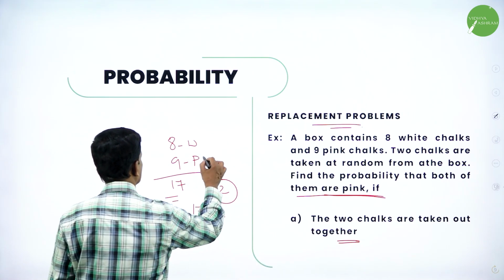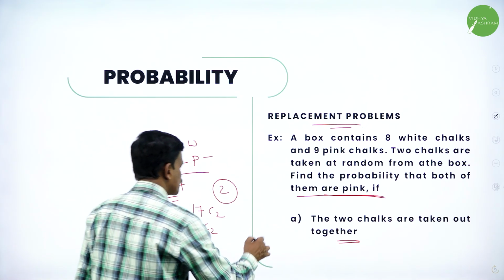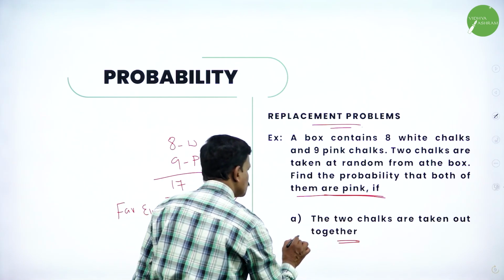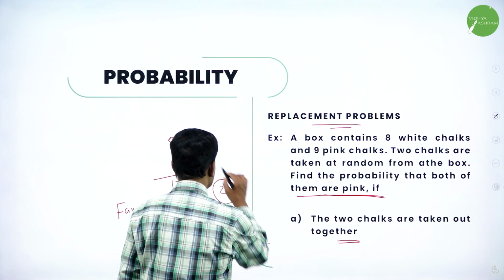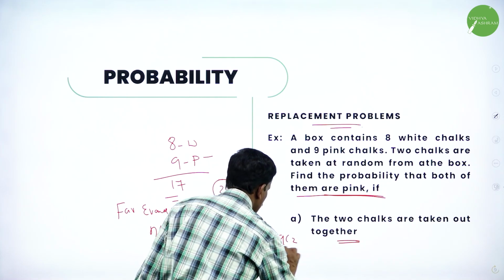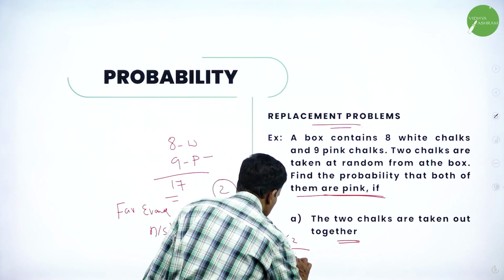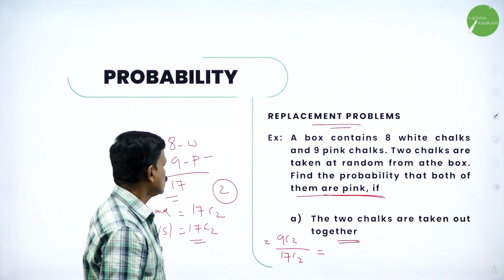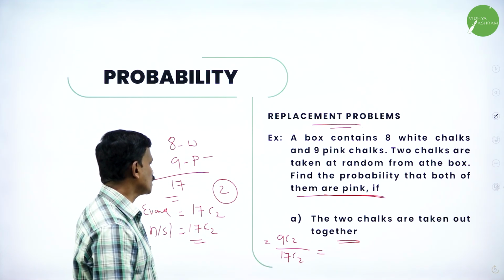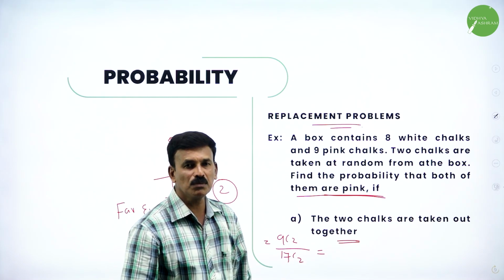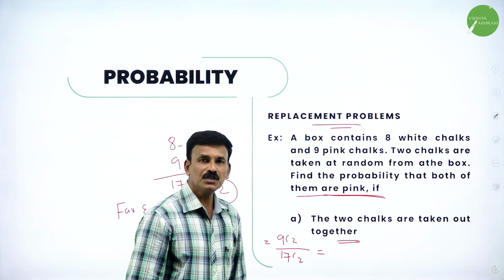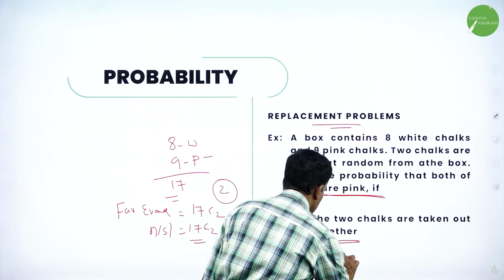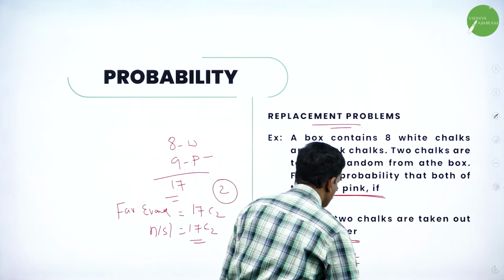How many pink are there? 9. So therefore, the probability that both chalks taken out together are pink is 9C2 divided by 17C2. Now simplify this. What is the answer? If we simplify this, this is equal to 9 divided by 34.